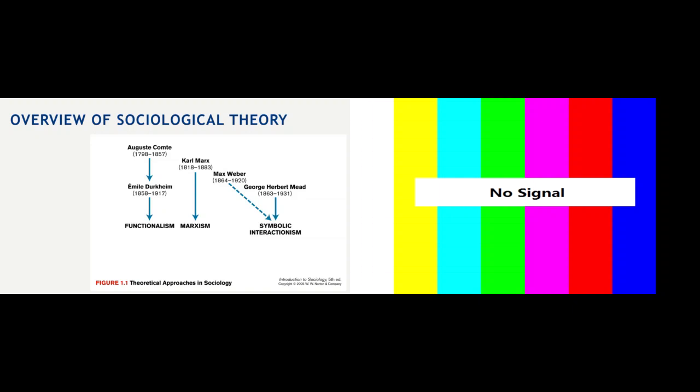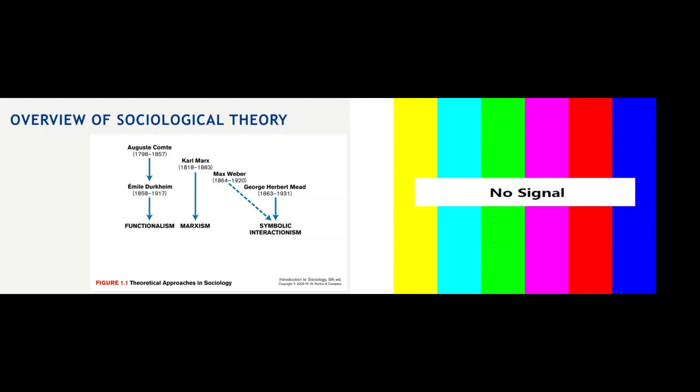So trying to figure out, how does society function properly? How do different actors, different institutions, different social structures contribute to the functioning of society? They viewed people that stood outside of society as dysfunctional in many ways. So that was the focus there.